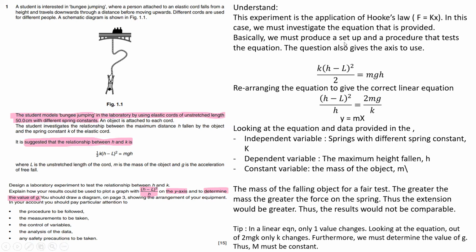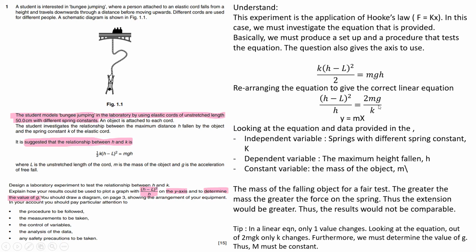So moving on, in this case, we must just investigate the equation that is provided. Basically, we must produce a setup and a procedure that tests the equation. The question also gives us the axes to use. Basically, (h minus L) whole thing squared over h is on the y-axis. So we rearrange the equation to give the correct linear equation. We just have to make sure the thing on the left-hand side, or basically the y-axis, is (h minus L) whole thing squared over h. So basically divide by h and multiply. You just cross multiply 2 and then divide by k.